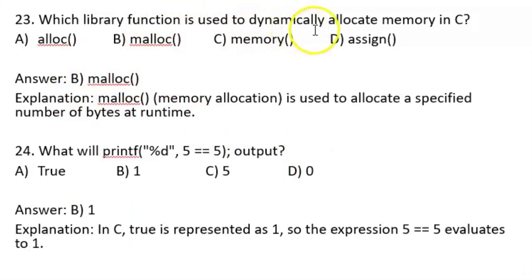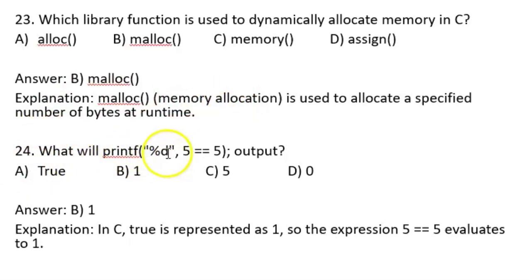Question 23. Which library function is used to dynamically allocate memory in C? A, alloc; B, malloc; C, memory; D, assign. The answer is B, malloc. Malloc is used for dynamic allocation, to allocate a specified number of bytes at runtime.